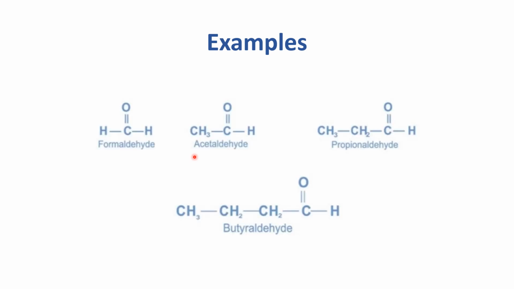Here we have some examples. First one is formaldehyde. So formic acid से IC को आप replace कर देंगे with the word aldehyde क्योंकि इसमें सिर्फ एक carbon atom है. That's why we are naming it as formaldehyde. When we have two carbon atoms, it would be acetaldehyde. For 3, it would be propanaldehyde, and for 4, it would be butyraldehyde.